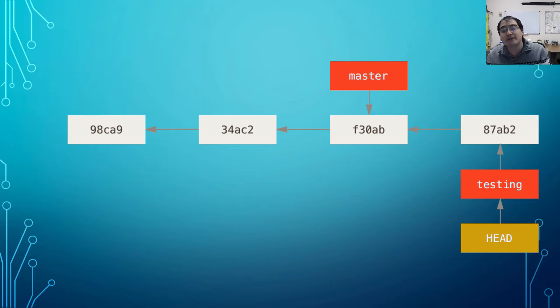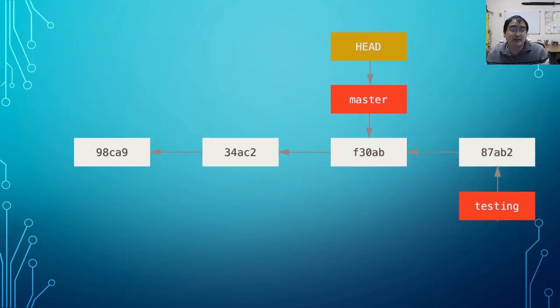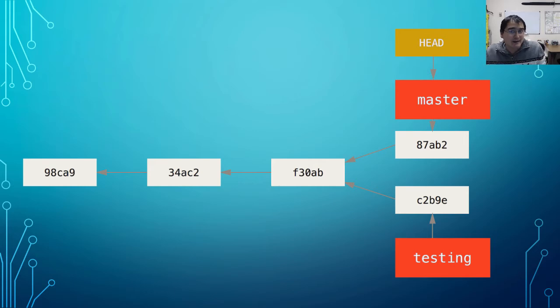Okay, so what happens if we want to incorporate the changes that we've made in the testing branch with master? Well, the first thing we need to do in order to change master is to check it out. So now we've checked out master, HEAD points at master. And let's say once we're in the master branch, we've made some additional changes and we make a commit there. What would that look like? Well, it would look like this. So now we have a new commit that master is pointing at, that points at the old commit. Master is still checked out.